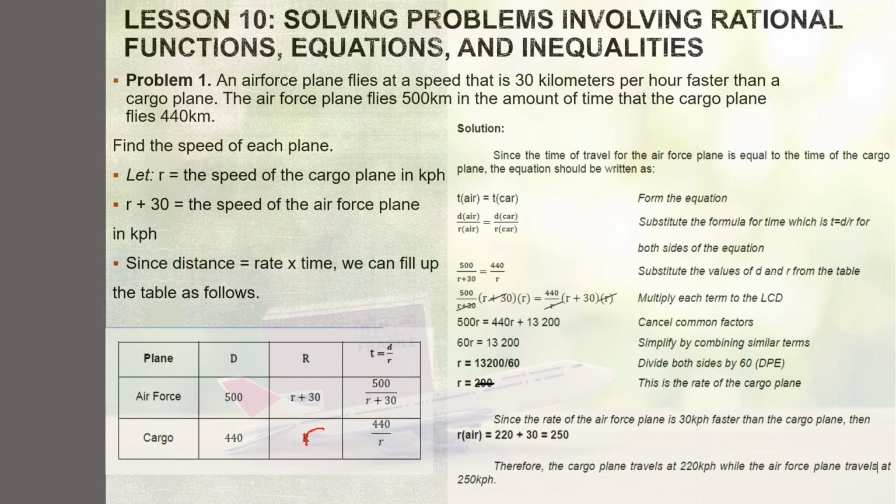So, let's change this to 220. Wait a moment. So this is 220, right? Please correct that in our slides. So our conclusion is, the rate of the airplane equals 220 plus 30, going back to R plus 30. R is 220, plus 30 equals 250. Therefore, the cargo plane travels at 220 kilometers per hour while the Air Force plane travels at 250 kilometers per hour.